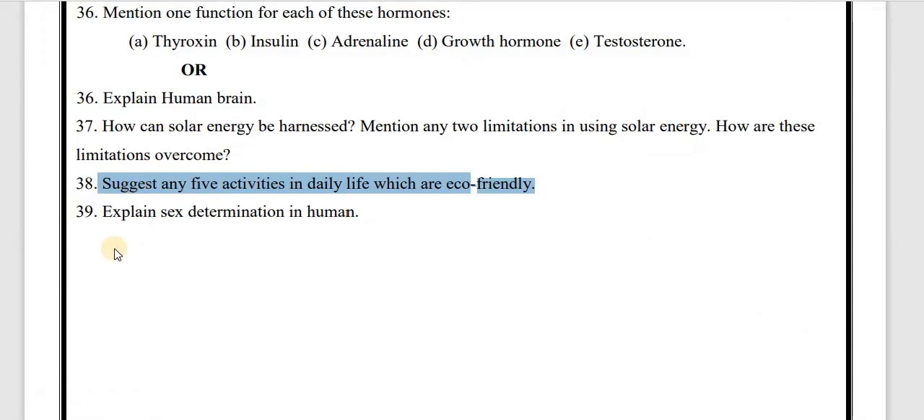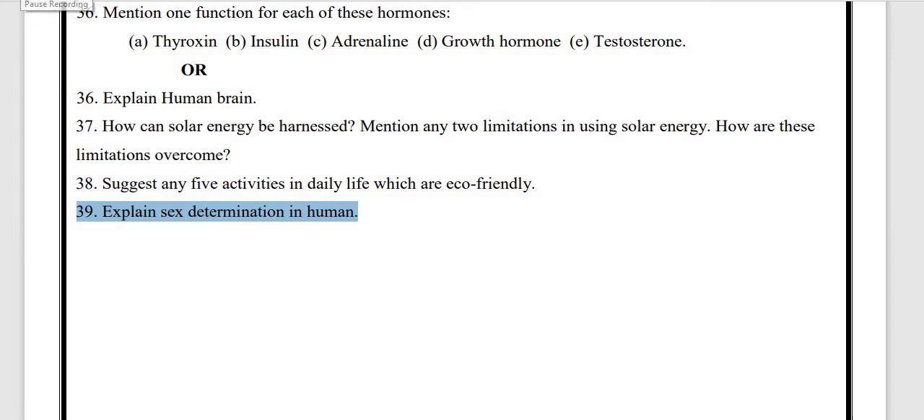Now let's see the last question. Explain the sex determination in humans. Let's see the answer. In this, you have to draw the chart of XX and XY, and the next generation, with a 50-50% chance of male and female. You have to draw that in this question. Let's see the answer in detail.